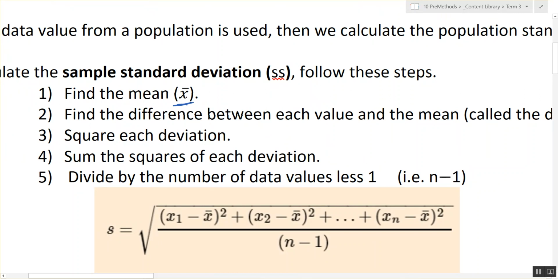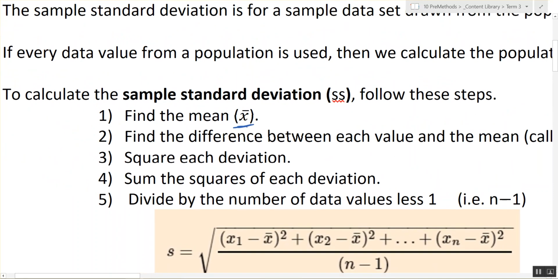Yes. Yep. So write it down. These are all the steps. There's quite a few.